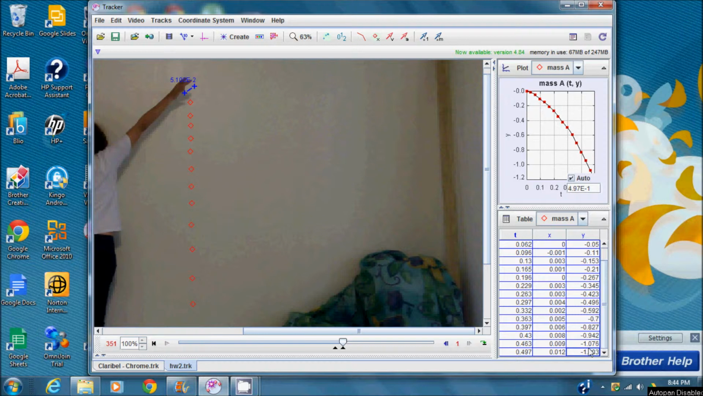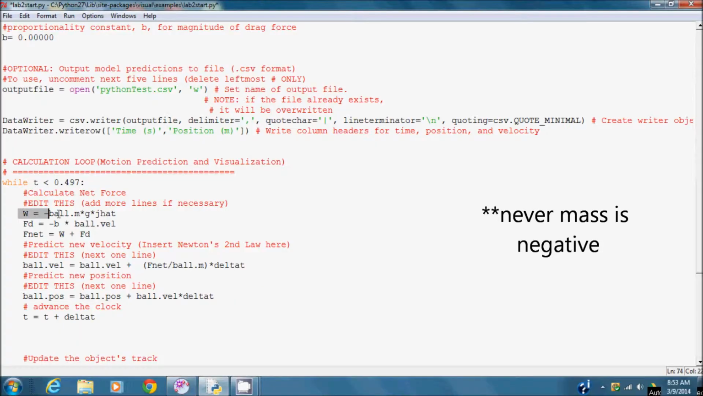The parabolic negative slope of the graph represents the motion of the ball. The y-axis represents the position in meters and the x-axis the time in seconds. The total time is 0.497 seconds. All this data is important to create the model in Python.